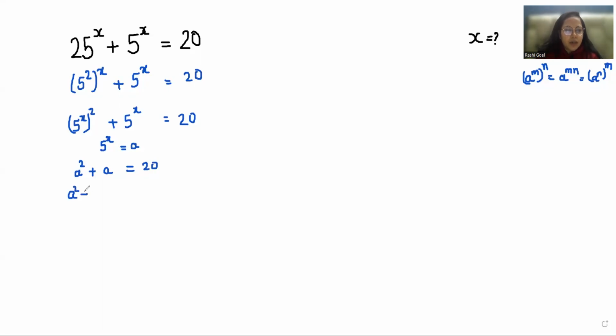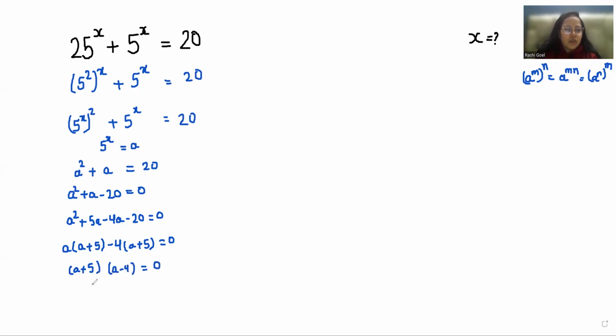Or a^2 + a - 20 = 0. Now it looks like a quadratic equation, so I can use the middle term split method and write the middle a as +5a - 4a - 20 = 0. Now I can take a as common from the first two terms, so a + 5, and if I take negative 4 as common, so a + 5 = 0. Now a + 5 is common, so (a + 5)(a - 4) = 0. From here, a = -5 or a = 4.